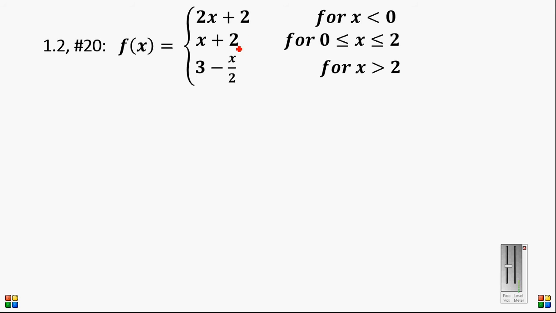And again, a piecewise function is a function that changes for different pieces of the domain. So in this case, if the domain is between negative infinity and 0, this function, f of x equals 2x plus 2, is what defines the function. However, when we get to between 0 and 2, it's x plus 2, and when we get greater than 2, it's 3 minus x over 2. So again, same as what we've been doing in the past.